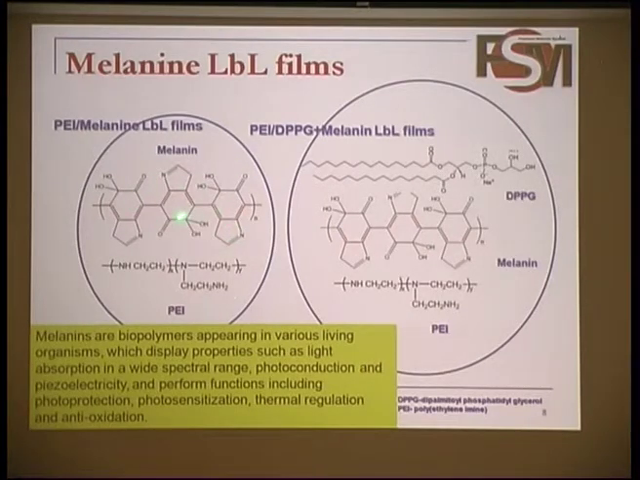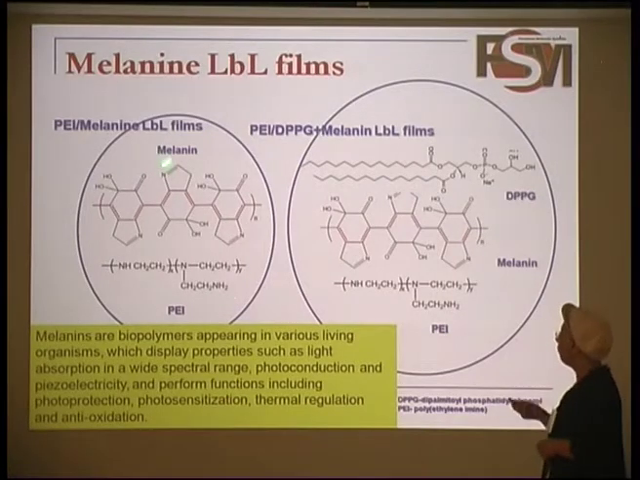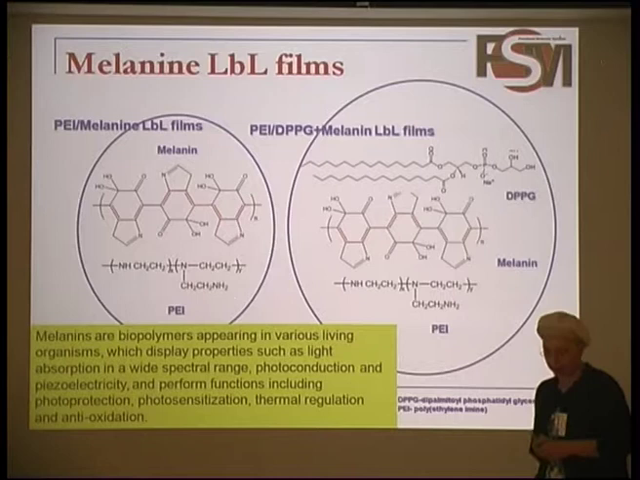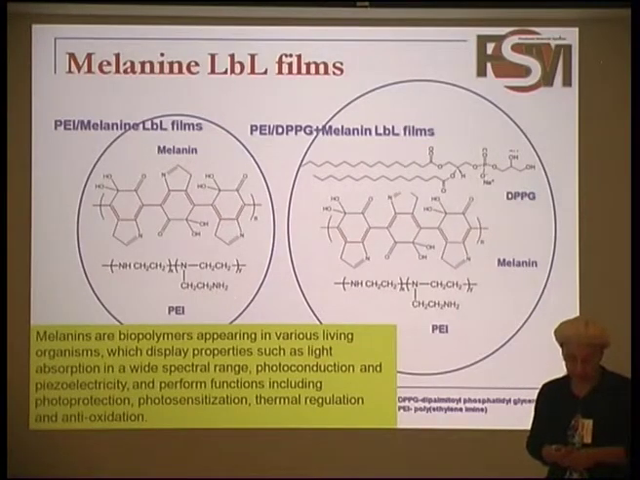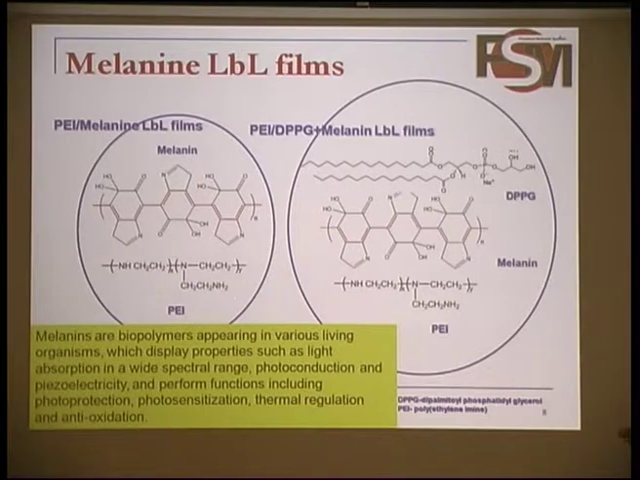This is the molecule of melanin, and we tried to prepare films with the pH, but we could not prepare these films. After that, we tried another polyelectrolyte, polyethylene imide, PEI, and we also had difficulties preparing films of melanin and this polyelectrolyte.